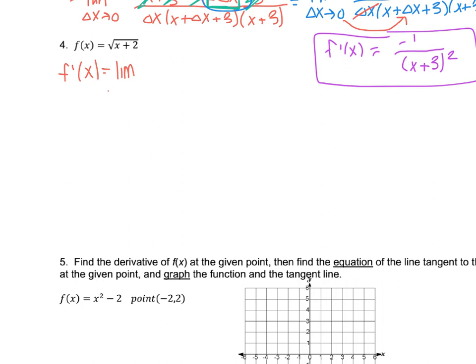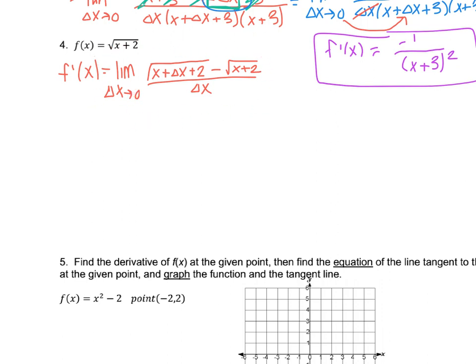We're going to find that by evaluating the limit as delta x approaches 0 of f of x plus delta x. So remember, that means I'm just taking my function and replacing x with x plus delta x. So that would be the square root of x plus delta x plus 2, minus f of x, the original function, square root of x plus 2, divided by delta x. So here's my original, just applying my formula for a derivative.